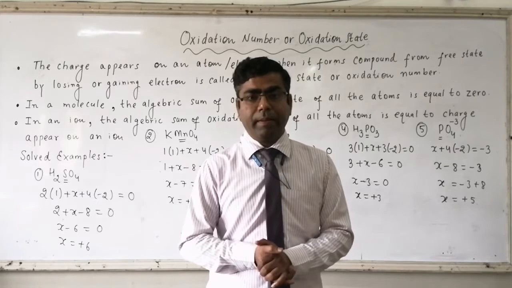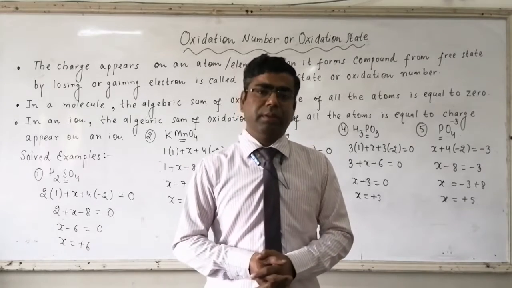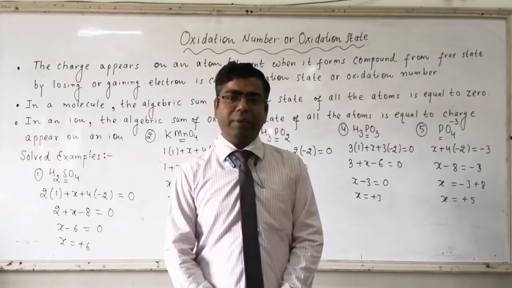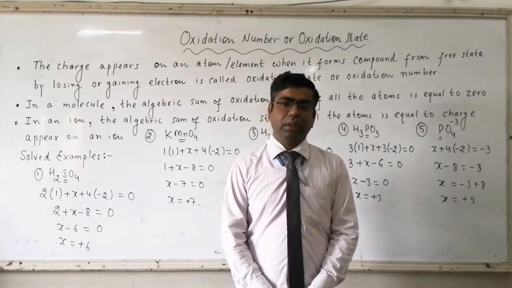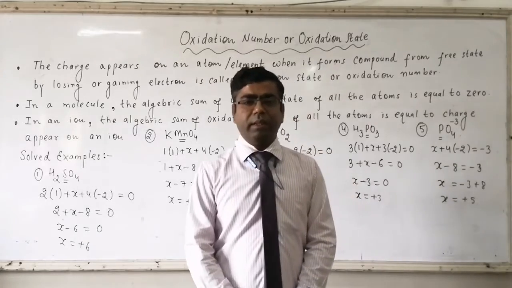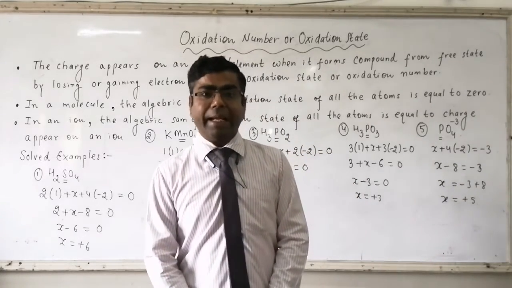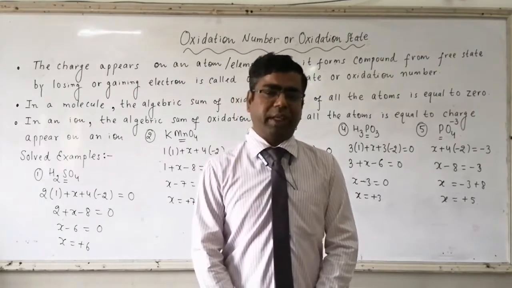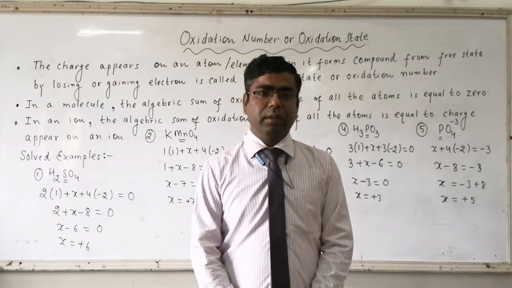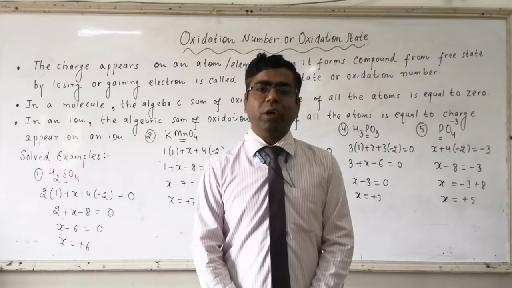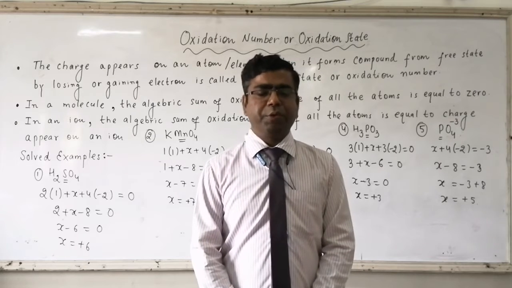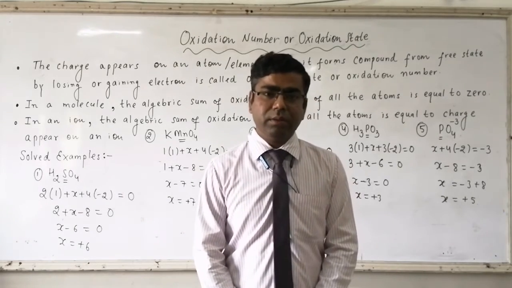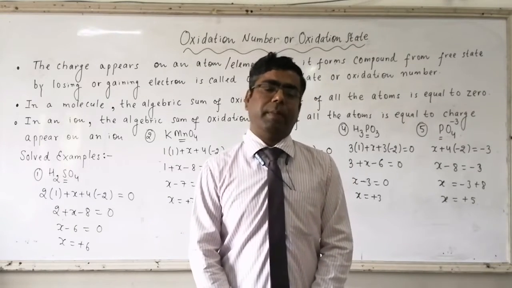And bond can be formed either by transfer of electrons or by sharing of electrons. If transfer of electron is there from a metallic atom to a non-metallic atom, then the bond formed is called ionic bond, or it is also called electrostatic force of attraction. And if the bond is formed by sharing of electrons between two non-metallic atoms, then the bond formed is called covalent bond.